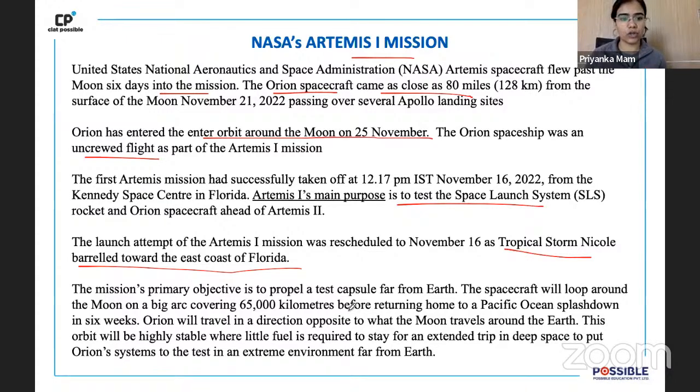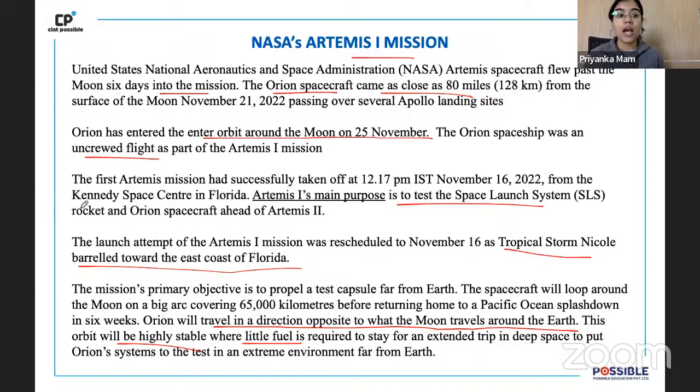The second thing that you have to know is, it will be traveling in a direction which is opposite to what the moon travels around the earth. तो opposite movement हो रही है, ठीक है. And ये क्यों कर रहे हैं? Because this orbit is highly stable और कम fuel में ये लोग काम कर पा रहे हैं. ये थोड़ा इसरो के साथ जोड़ने की कोशिश कर रहे हैं. जैसे हम जुगाड़ू हैं, they are also trying to do the same thing.